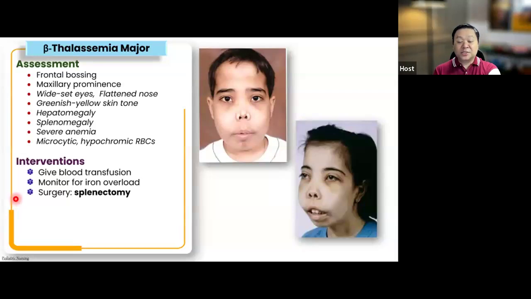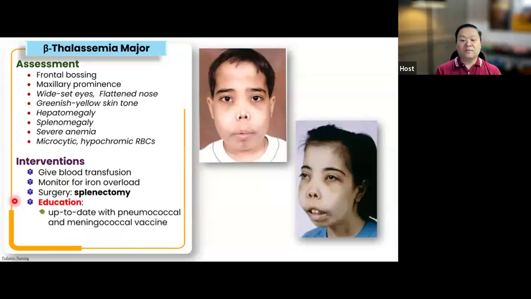Now, another is surgery, which is the surgical removal of the spleen, splenectomy. And so we are going to educate the patient and the family post-surgical procedure as well to properly take care of the site, and also to make sure that we are educating them about vaccination status, especially for the pneumococcal and meningococcal vaccine. And that's it.